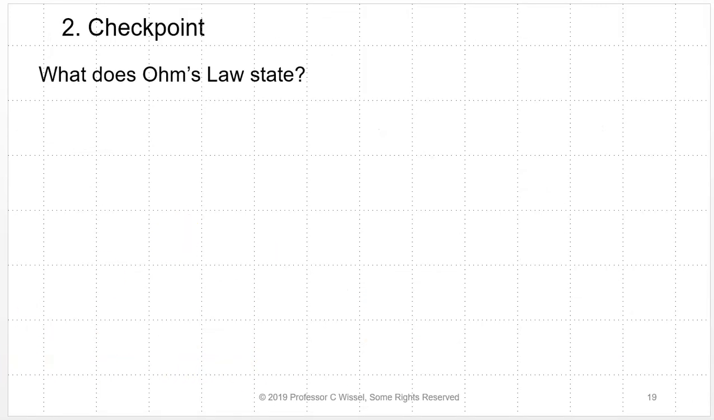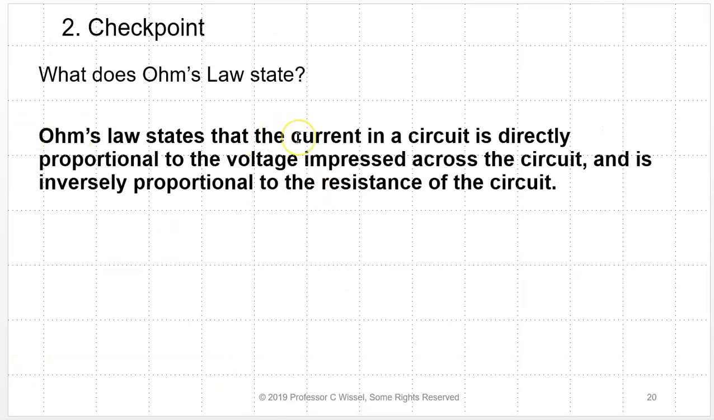What does Ohm's law state? Ohm's law states that the current in a circuit is directly proportional to the voltage impressed across the circuit and is inversely proportional to the resistance of the circuit.